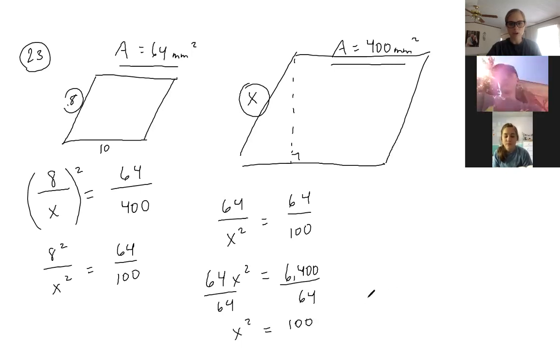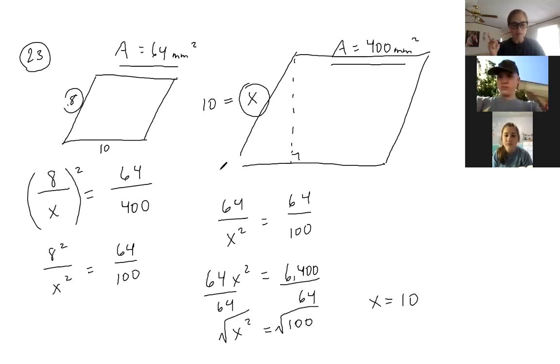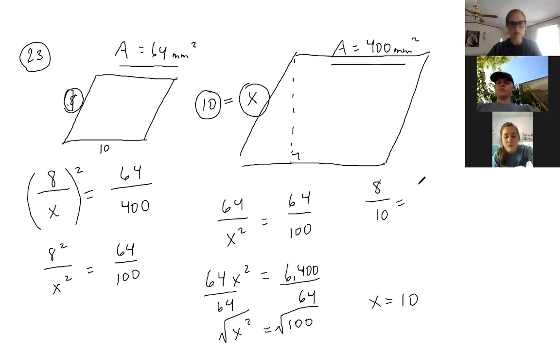So therefore, what is x? Ethan, what would x be? 10. So this side is equal to 10. Now we're not done yet. The directions for number 23 say we need a ratio of the corresponding sides. So side 8 corresponds with side 10. So 8 over 10, and that can be reduced, dividing by 2, down to 4 over 5.